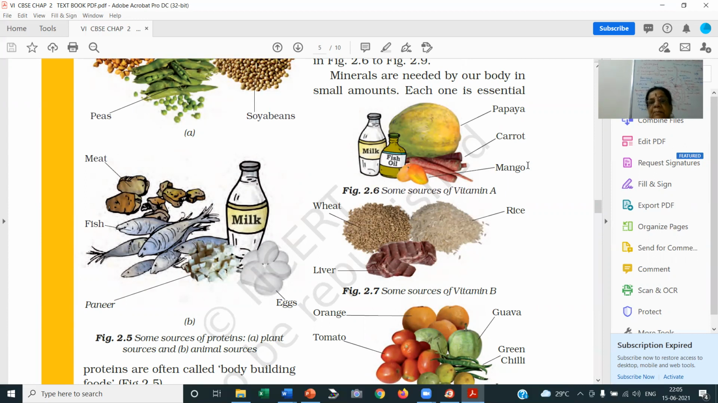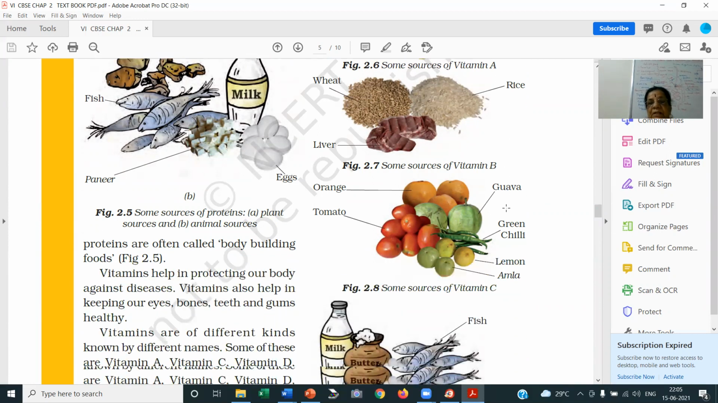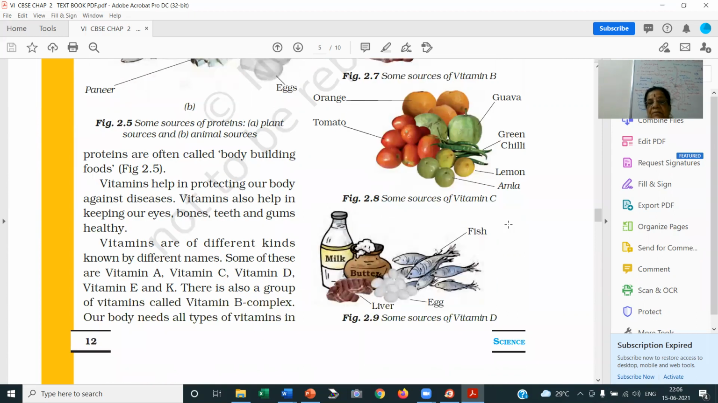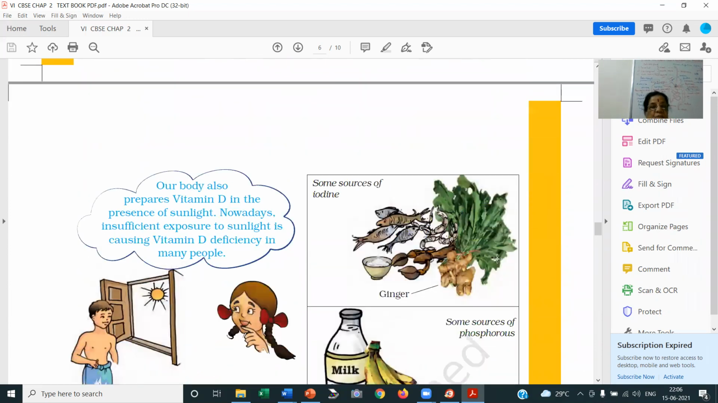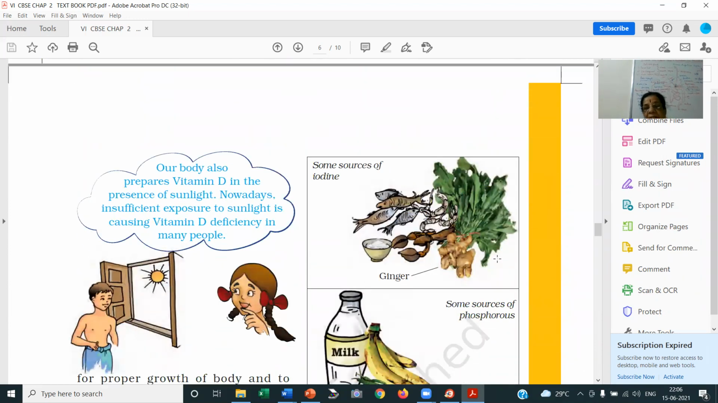Papaya, carrot, mango, fish oil and milk, carrot, these are all vitamin A. Vitamin B: rice, liver, wheat. Vitamin C: guava, green chili, lemon, amla. Then vitamin D: milk, butter, liver, fish, egg, and sunlight. Vitamin D is also known as sunshine vitamin.